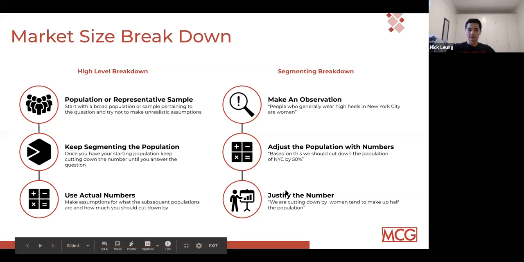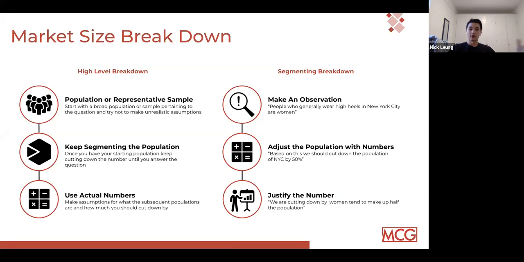And then you want to justify that number. So why are you cutting down the number by 50%? We're cutting down the population by 50% because women tend to make up half of a given population. So it's really easy. Every time you segment something, make sure you go through those 3 steps.